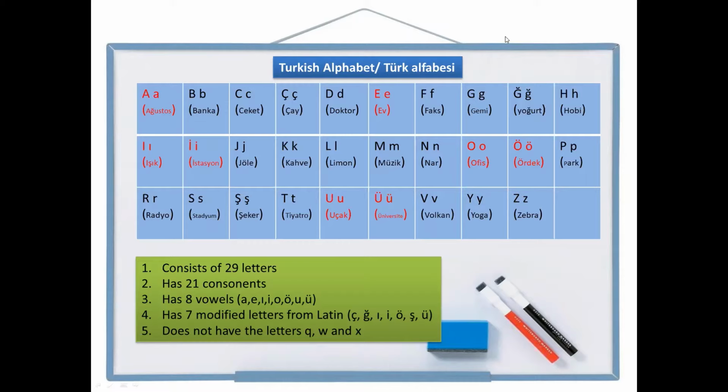Today we are going to learn Turkish alphabet. Turkish alphabet consists of 29 letters. It has 21 consonants and 8 vowels. It has 7 modified letters from Latin originals, but it doesn't have the letters Q, W, and X.